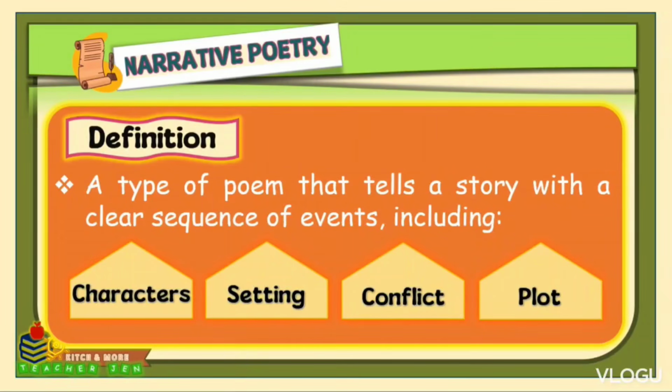Then, a flowing plot. Like chapters in a book, the events in a narrative poem are organized with a beginning, middle, and end. The plot makes sure the story doesn't wander around but builds up to something meaningful and satisfying.